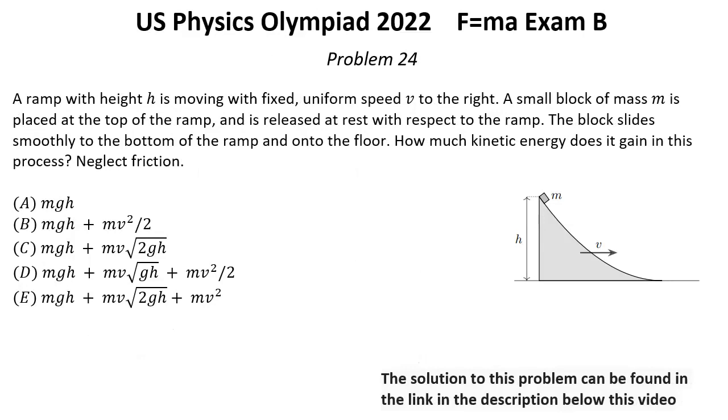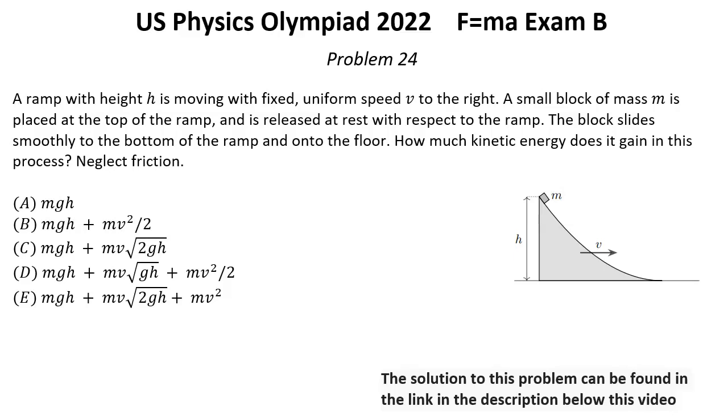Problem number 24. A ramp with the height h is moving with the fixed uniform speed v to the right. A small block of mass m is placed at the top of the ramp and is released at rest with respect to the ramp. The block slides smoothly to the bottom of the ramp and onto the floor. How much kinetic energy does it gain in this process? Neglect friction. Solution for problem number 24.